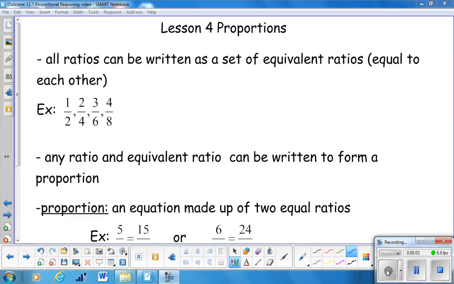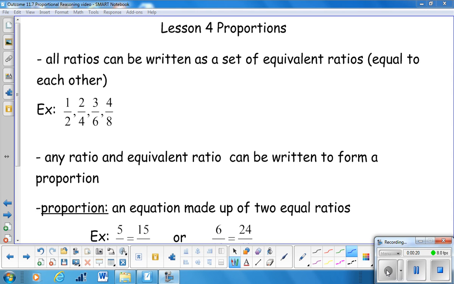Outcome 11.7, Lesson 4, Proportions. All ratios can be written as a set of equivalent ratios. This means that they are equal to each other. So for instance, 1/2 is the same amount as 2/4, which is the same as 3/6 or 4/8.